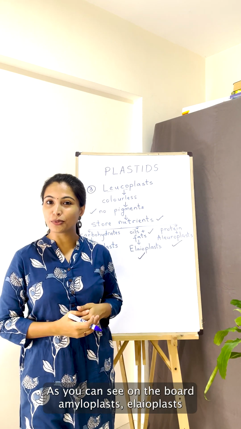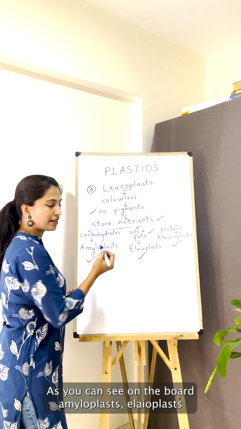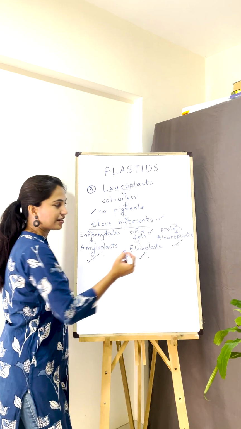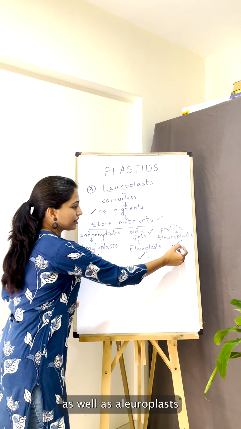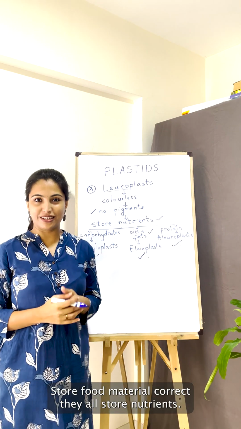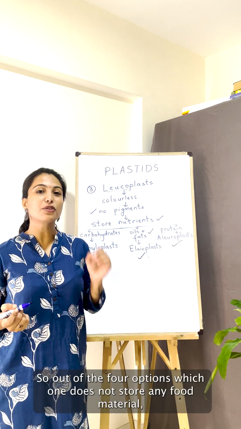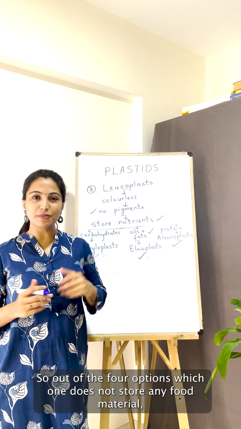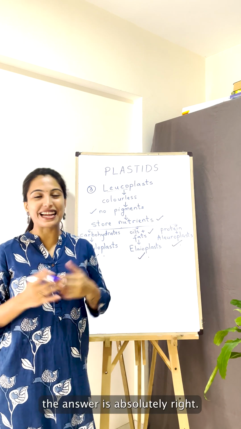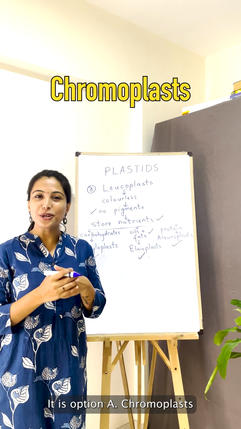As you can see on the board, amyloplasts, eleoplasts, as well as aleuroplasts store food material, correct? They all store nutrients. So out of the 4 options, which one does not store any food material? The answer is absolutely right. It is option A, chromoplasts.